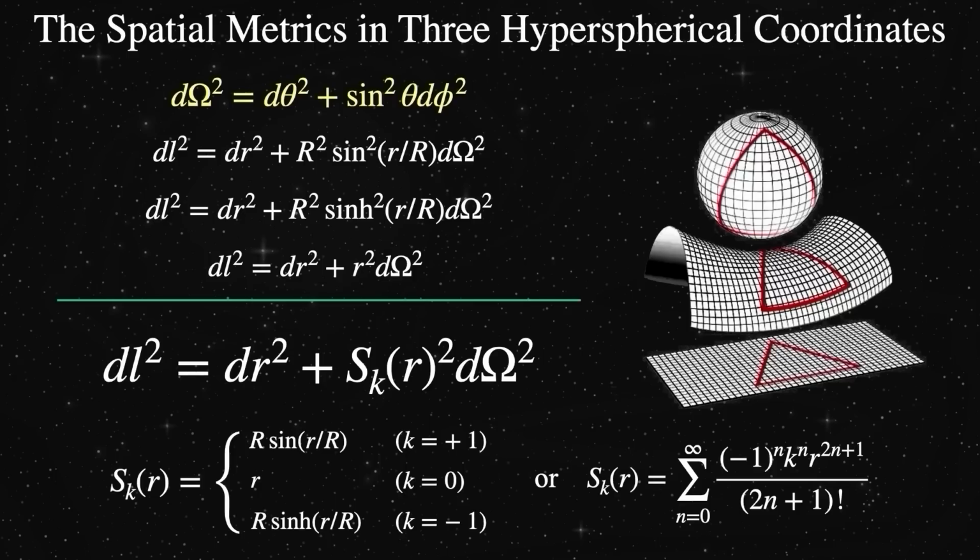In doing so, we can combine these equations into s sub k of little r to give us a happy shorthand notation. This function has 3 values depending on the value of k for the curvature, which can either be +1, 0, or -1, each one representing the curvature of the space. What's more interesting is that s sub k of r can be represented analytically with that wild-looking function on the bottom right.